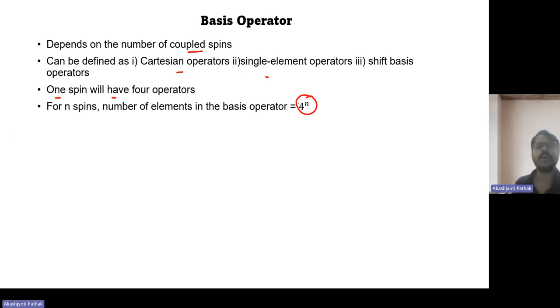This is obvious. If one spin has four operators, then for n spins, the number of elements in the basis operator will be equal to 4 to the power n. So this is important.